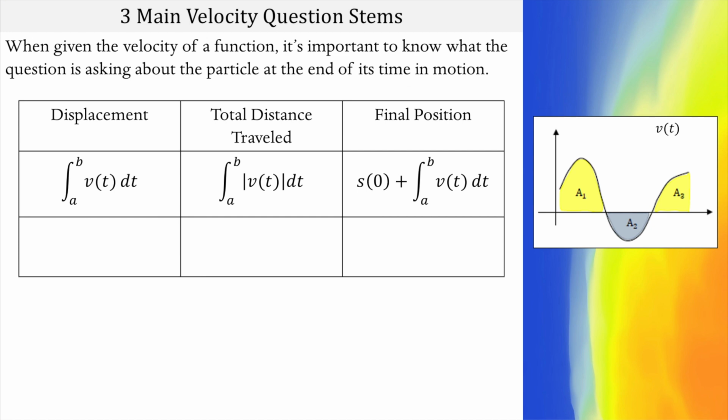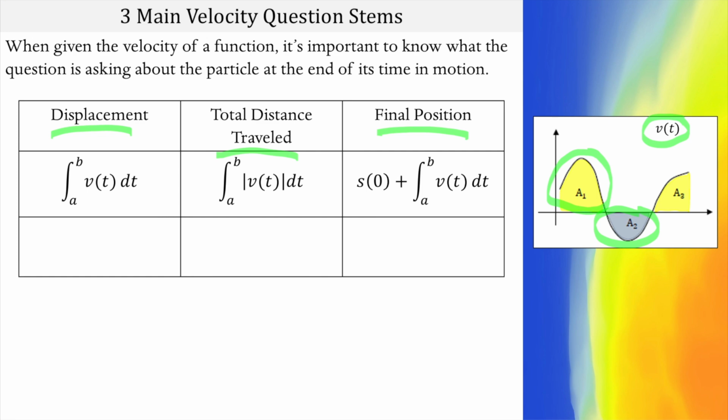So, three types of questions you might be asked when dealing with this kind of thing are the displacement, the total distance traveled, or the final position. So, it's important to figure out, what's the difference between those three things? Well, let's say we have a particle moving in a straight line right and left. This is a velocity function right here. And whenever the velocity is positive, the particle is moving to the right. Whenever the velocity is negative, the particle is moving to the left.